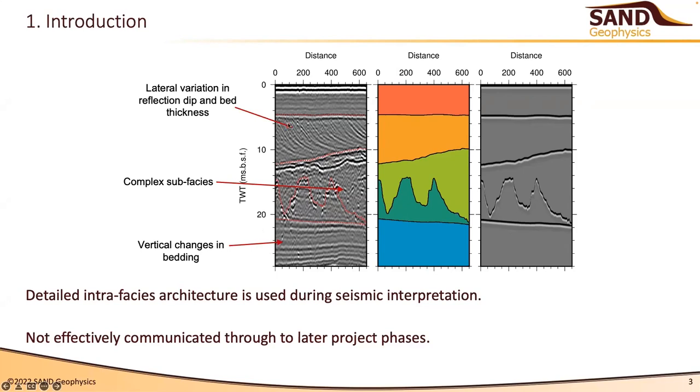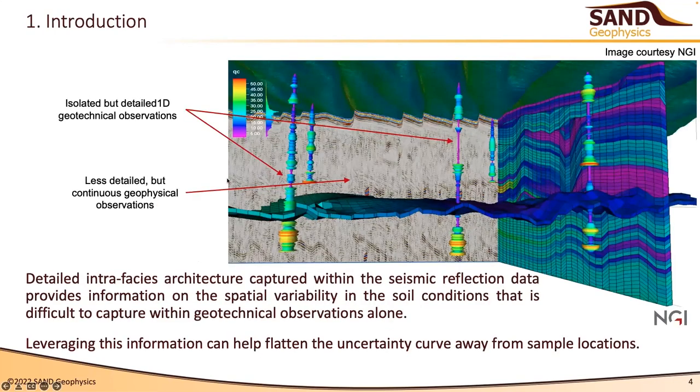So you compare those two seismic sections, you get a sense as to just how much information is being thrown away if we don't use all of that intrafacies architecture. So from a qualitative point of view, it makes much more sense to use it and to use that to better inform the spatial variability in the structure. But also, if we can get at quantitative information, we can use that to look at the spatial variability in the ground conditions as well.